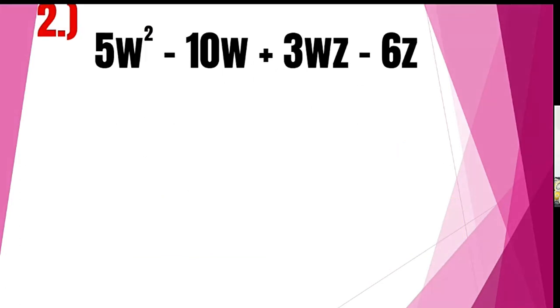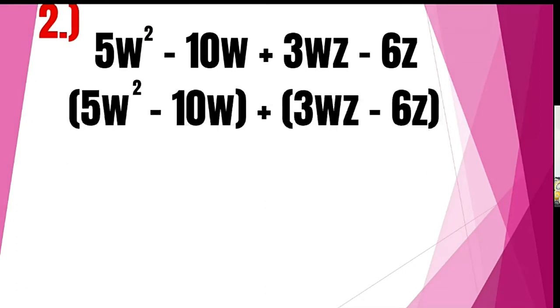Okay, so for this one, di ba, by group ulit. So, we have the example number 2, which is 5w squared minus 10w plus 3wz minus 6z. Okay? So, grouping muna, lagyan ng open and close parenthesis. After that, get the greatest common factor of each two terms. So, dito muna tayo. So, since parehas silang may number, get the greatest common factor of 5 and 10. So, the greatest common factor of 5 and 10 is 5. That's why we have number 5 here.